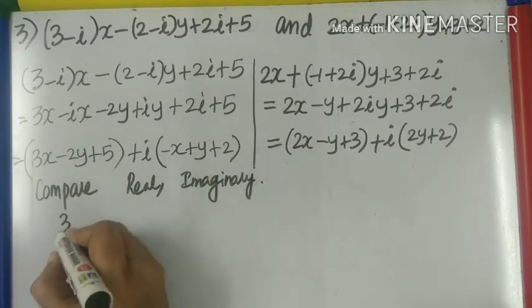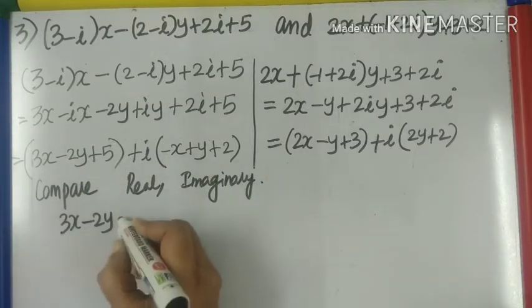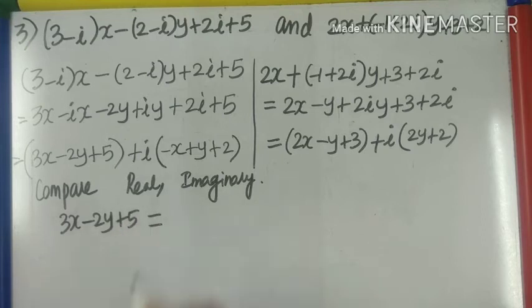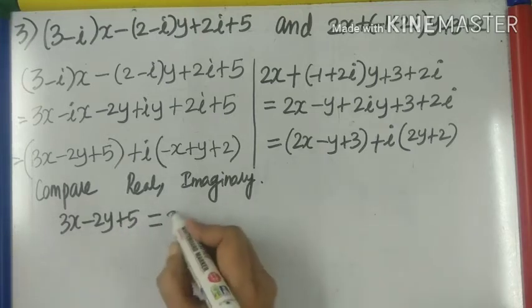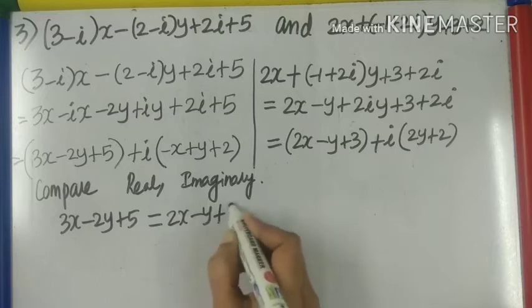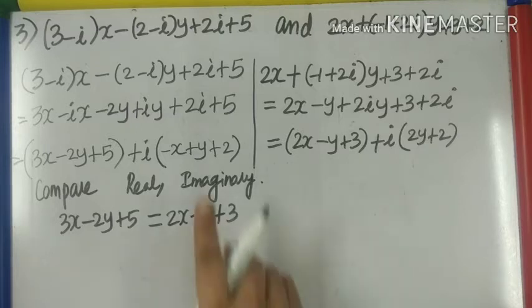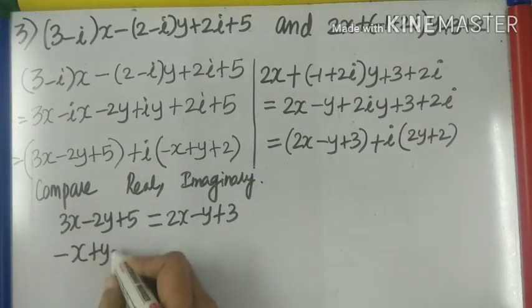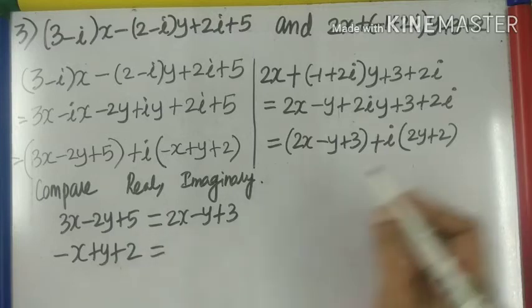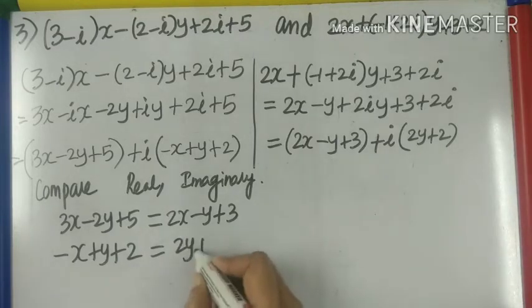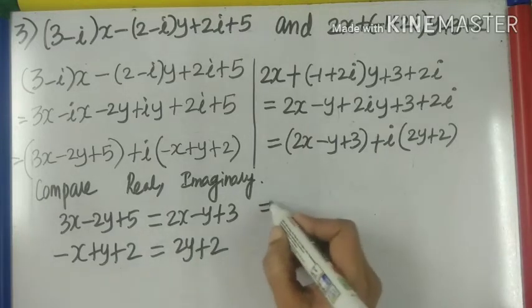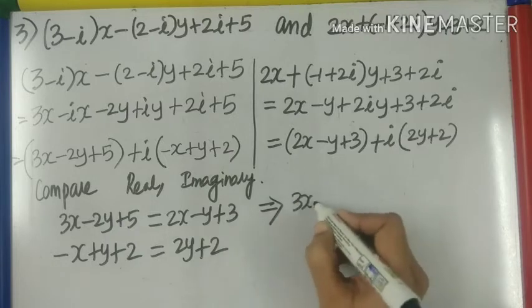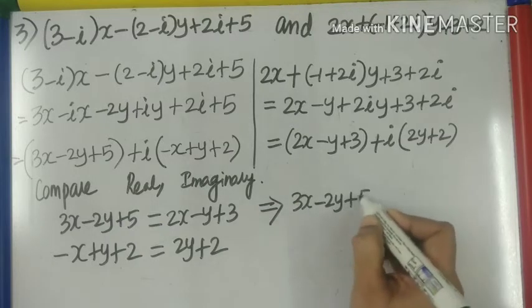The real part 3x minus 2y plus 5 equals the real part 2x minus y plus 3. And imaginary and imaginary are equal. The imaginary part: minus x plus y plus 2 equals 2y plus 2. This implies 3x minus 2y plus 5.